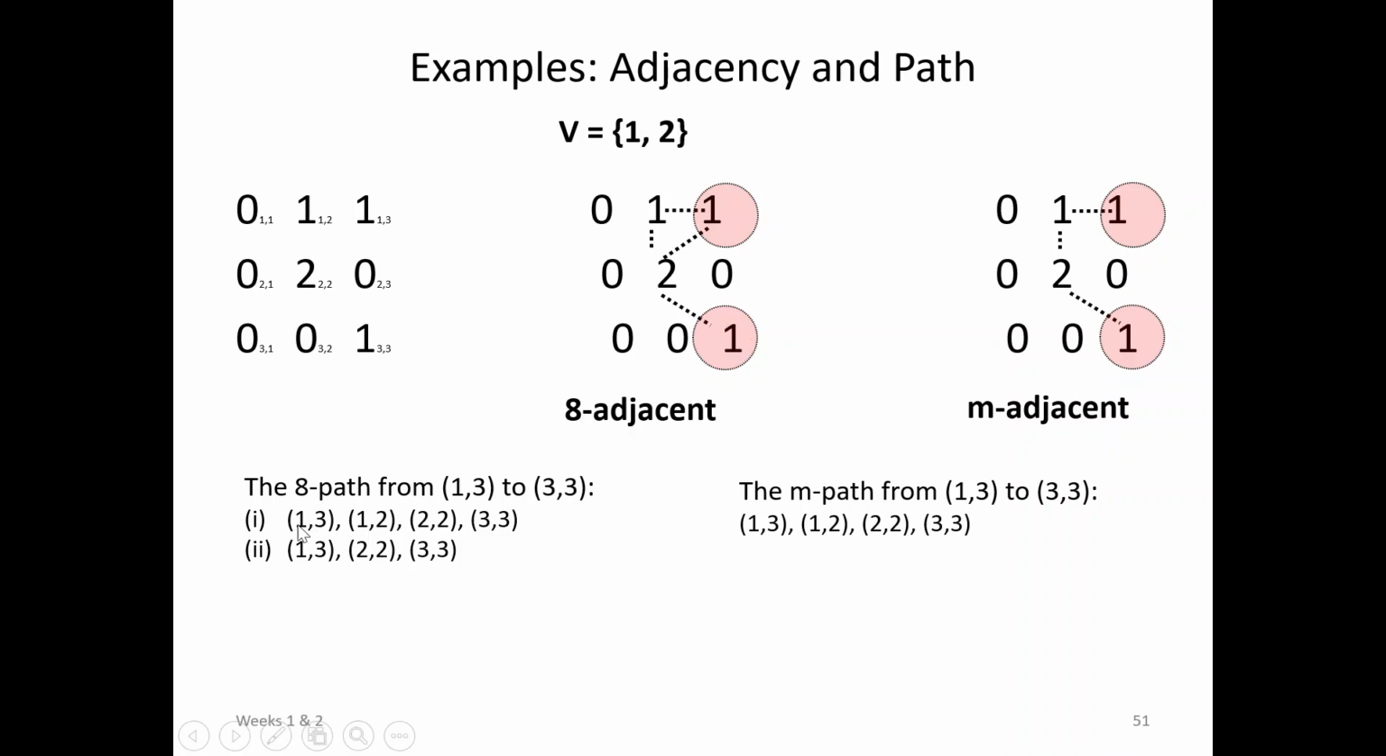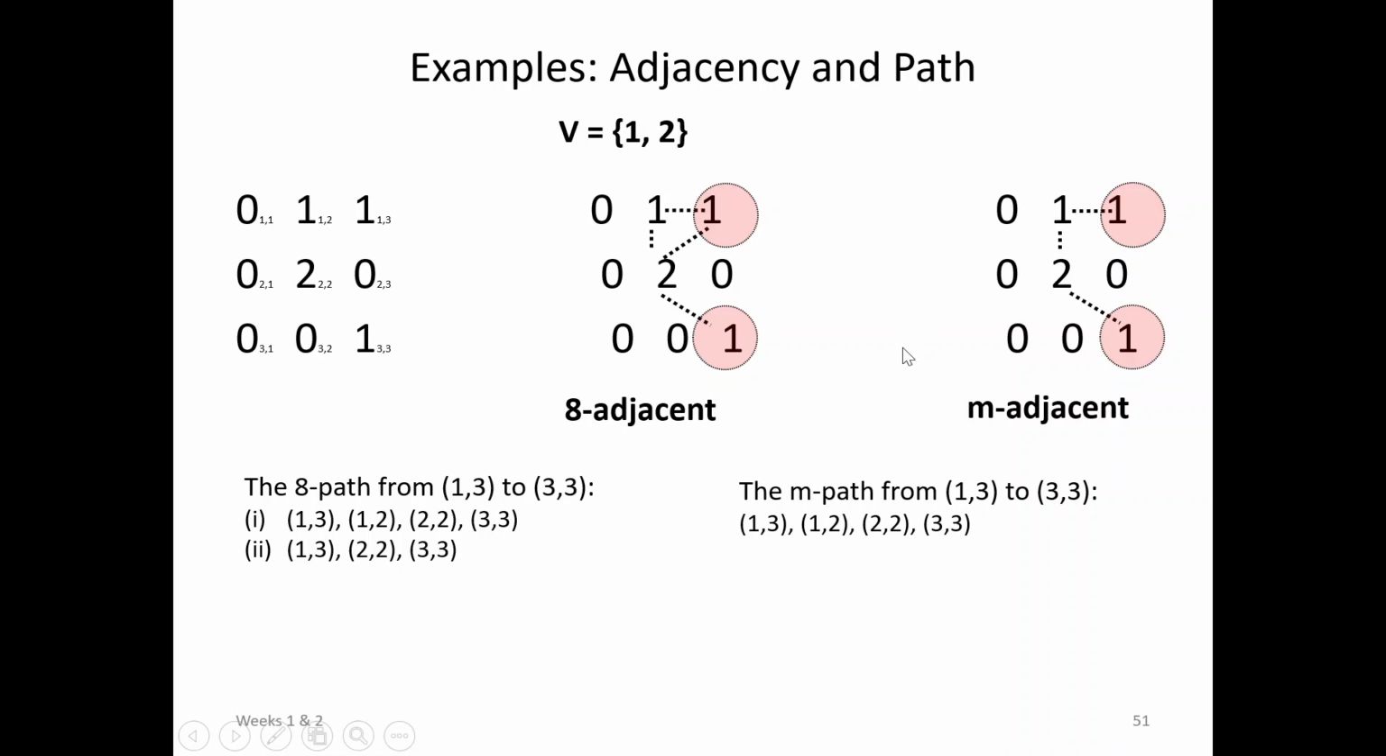These are the coordinate values: 1 3, then 2 1 2, this is the 1 2 position, then 2 2, this is the 2 2 position, then 3 3. So this path we can generate, connecting one pixel to another pixel. Or we can have another choice: from this one we can choose this position, 1 3, then 2 2, and then we can move to 3 3. So we have another choice when we are following the 8 adjacent concept.